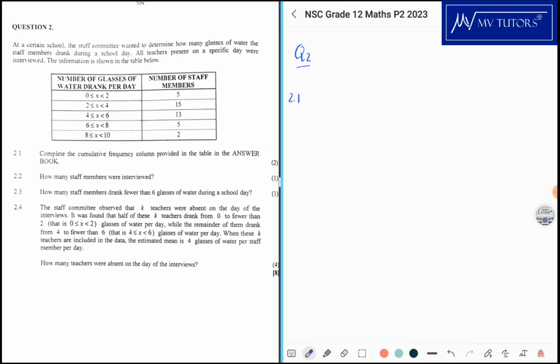So it says 2.1, complete the cumulative frequency column provided in the table in the answer book. So we don't have the answer book with us at the moment, but I'm just going to write it out here. So now the cumulative frequency.